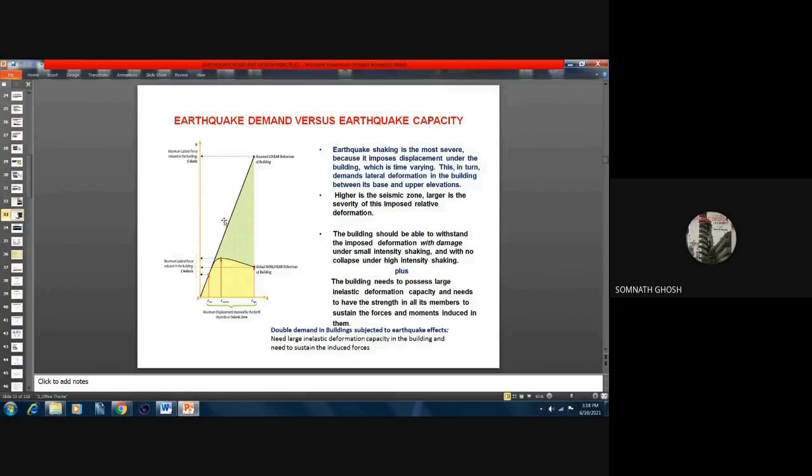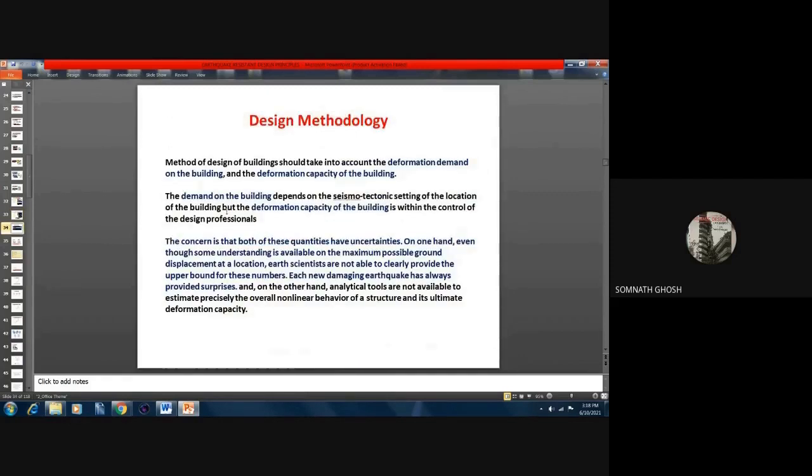So double demand in buildings subjected to earthquake effects needs large inelastic deformation capacity in the building and needs to sustain the induced forces. This you have to keep in mind. Right? You see, later on, sometime I will discuss capacity-based design. Then there you will find that this kind of concept, these principles which we are discussing, will play a major role there.